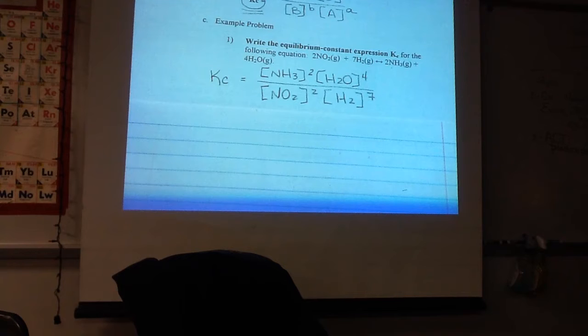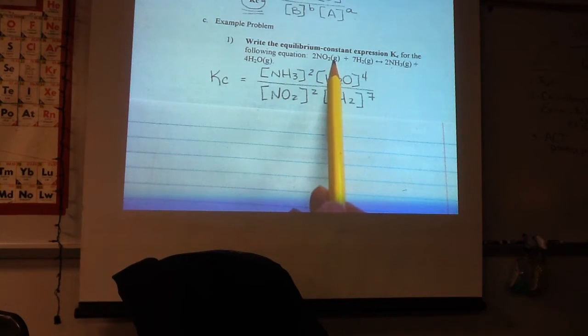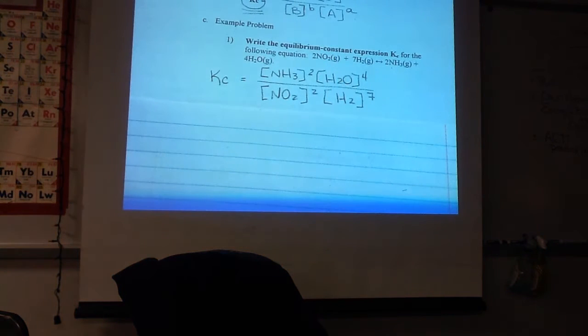Now here's one little thing you've got to watch out for. In these reactions, you only keep aqueous substances and gases, not pure solids nor liquids. They would get eliminated. They are not factored in at all. I'm going to give you some notes on that, but I want to make sure you have a heads up on that.